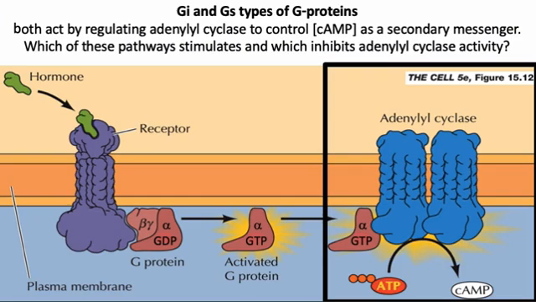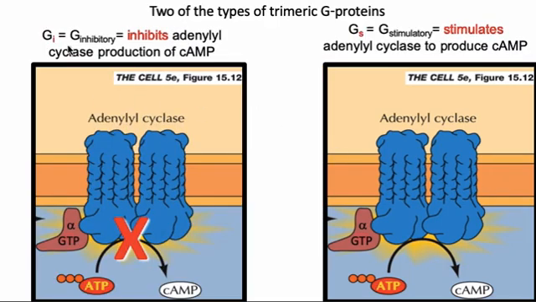Of course, G sub I is G sub inhibitory. It'll inhibit adenylyl cyclase, which will decrease the production of cyclic AMP. G sub S is G sub stimulatory. It will stimulate adenylyl cyclase to produce cyclic AMP and raise its concentration. I'm hoping this has sort of helped you understand the pathway and made it easier to remember the nomenclature.